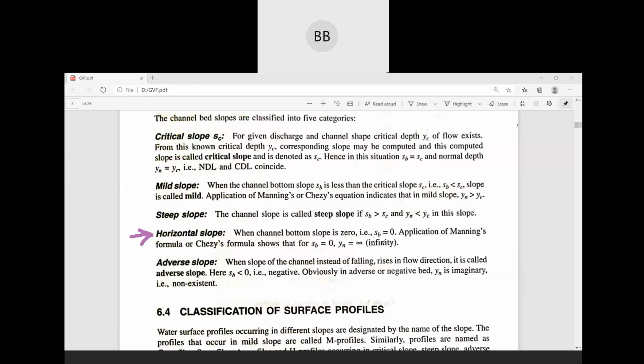In steep slope, it's reverse of mild. So in steep slope, your bed slope is greater than your critical slope, and your normal depth is less than your YC. In horizontal slope, your bed slope is equal to 0, and your normal depth is infinity. And in adverse, your bed slope is negative, or less than 0. So these are the five different types of slope in gradually varied flow.